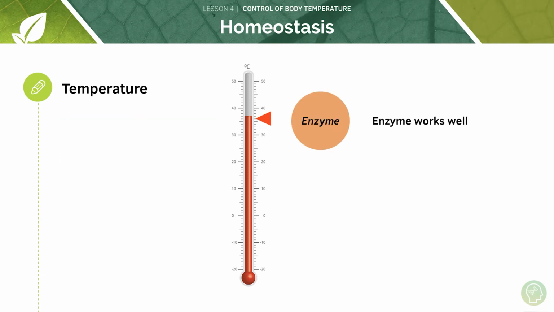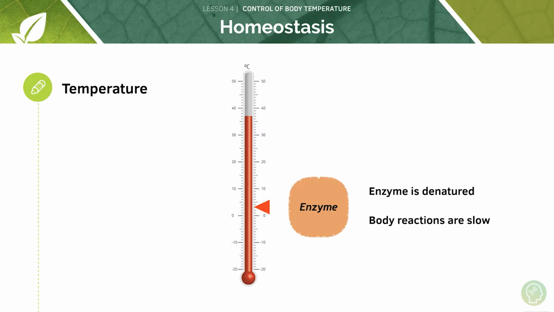So 37 degrees is our optimum temperature for enzyme function. And so at 37 degrees, your enzyme is going to work at its optimum, so at its best. And homeostasis is working towards making sure that we stay at this temperature. If the temperature increases greater than this, enzymes are going to be denatured. And similarly, if the temperature is lower than this, you will also get enzyme denaturation.